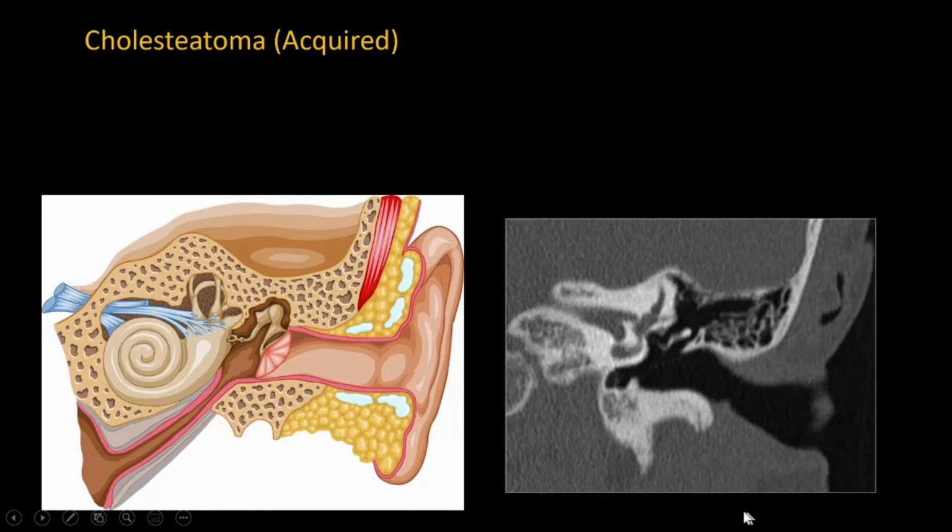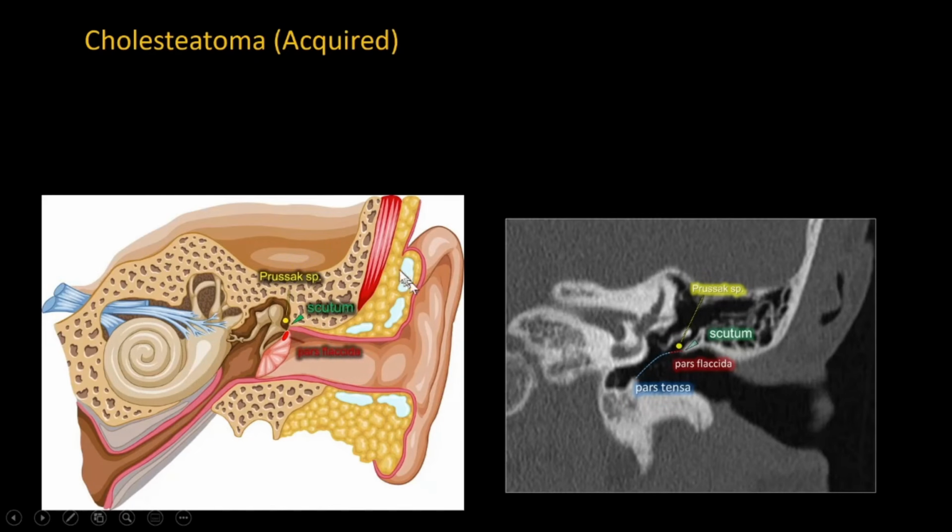This is acquired cholesteatoma. Let's just do a quick review about the structure and why it is important that we talk about them in our report. The scutum, the Prussak space. So remember, the scutum is a superior attachment of the tympanic membrane. And also remember, adjacent to that is the pars flaccida, so the flaccid part of the tympanic membrane. And sitting on top of the pars flaccida is the Prussak space.